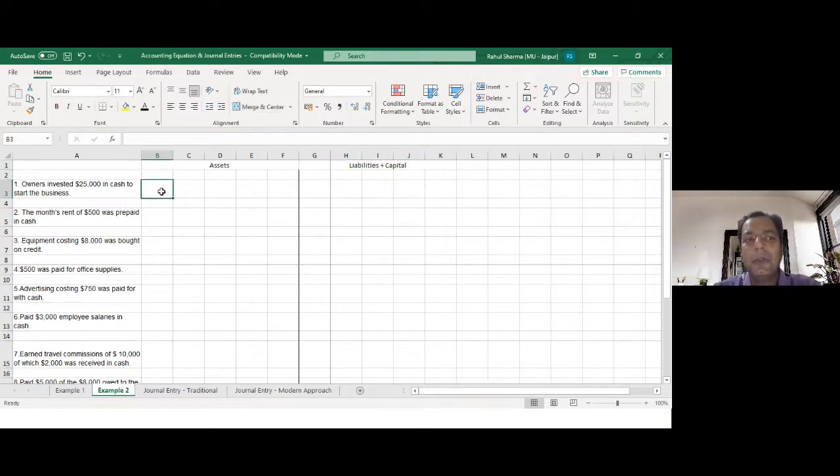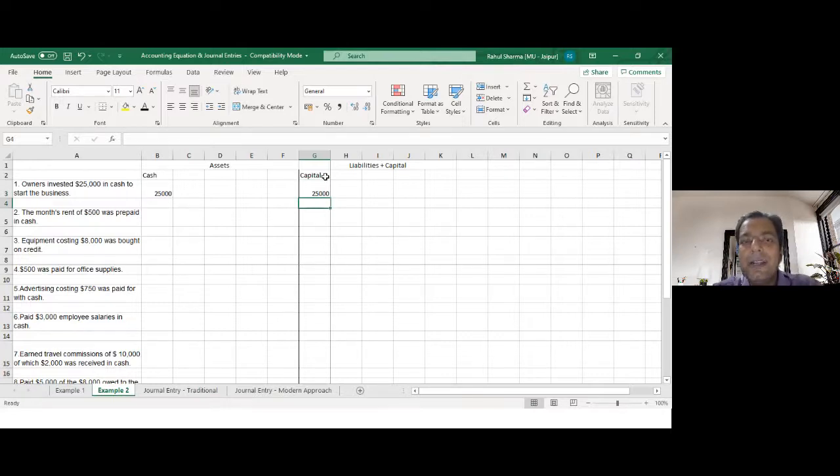So the owner invested 25,000 in cash to start the business. We have done it in the last one that whenever the owner invests in the business, we say it's cash over here. So I have a cash of 25,000, right? And on this side, it will be capital. So the capital being invested is 25,000.